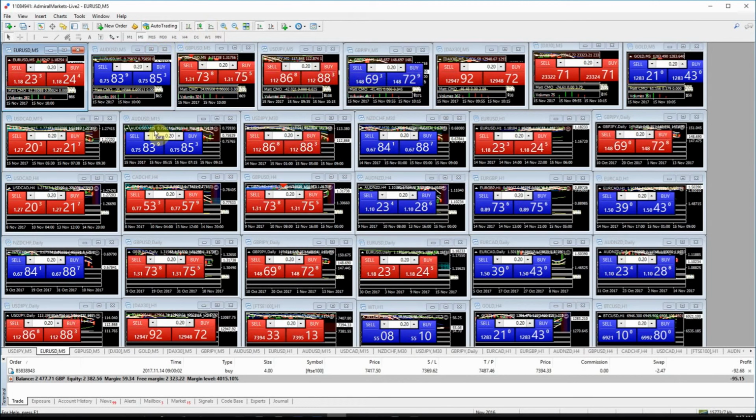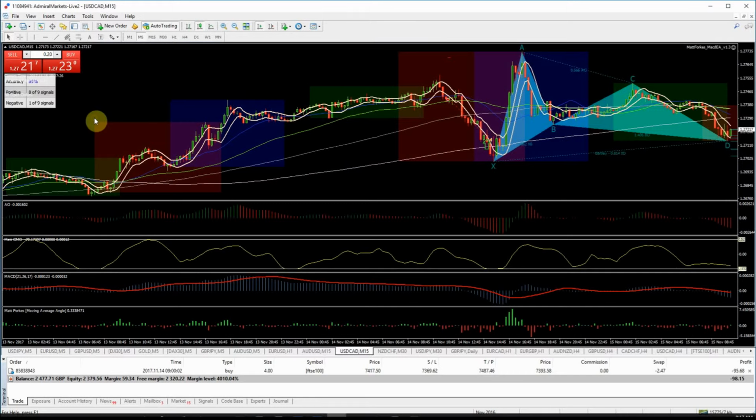Let's have a look at the Aussie, and the CAD. So we took the trade yesterday. We had a short trade here. We had this move higher, and then it's come back off again.